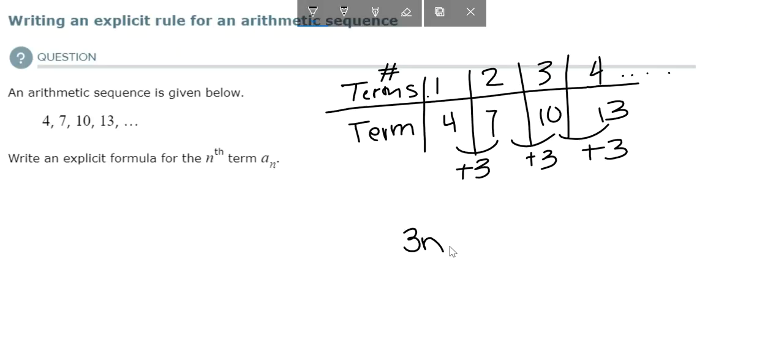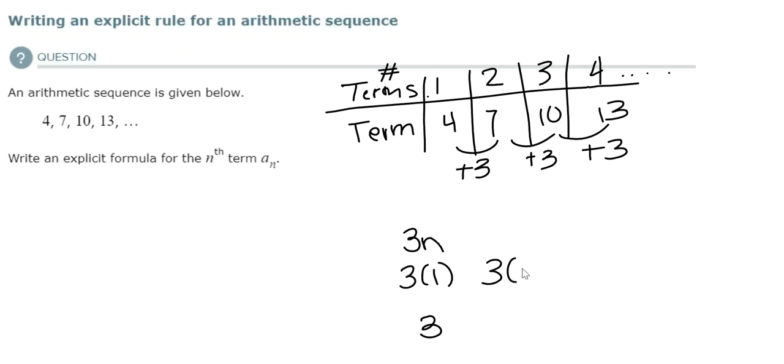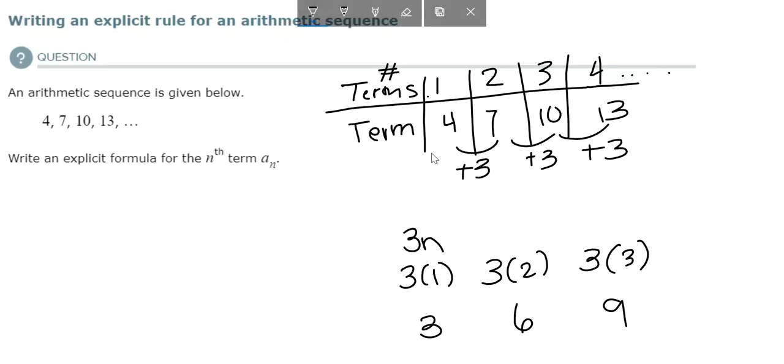And if that was my formula, I would do the term number, 3 times 1, and that would get me 3. Then 3 times 2, and that would get me 6. 3 times 3, that would get me 9. But that's not the list. The list is 4, 7, 10, and 13.